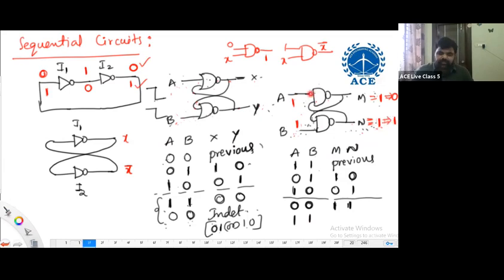Why are you analyzing this gate first? No, I can analyze this gate also. With 1 and 1, for the NAND gate, the output is 0. If you are getting 0 here, then 1 here it will be 1. Earlier analysis it is giving 0, 1. Now we are getting 1, 0. Which one is correct? Again, same problem.